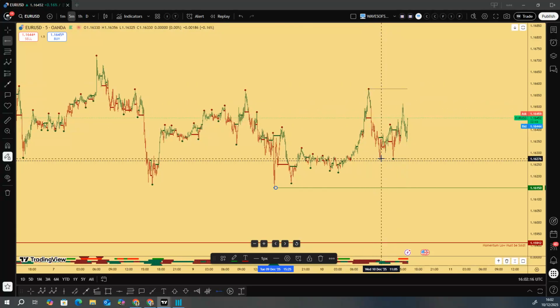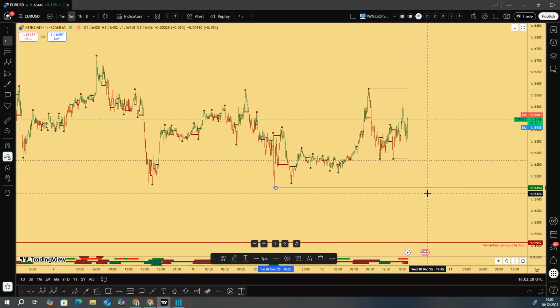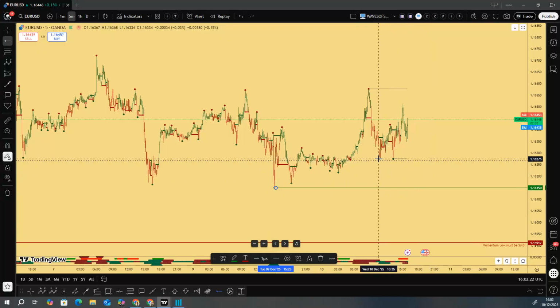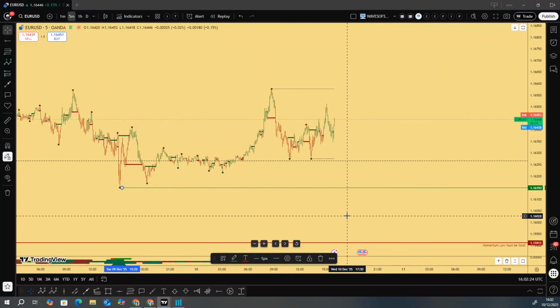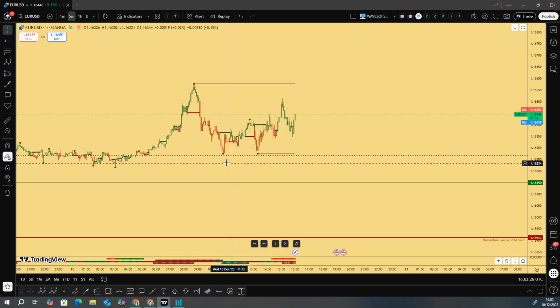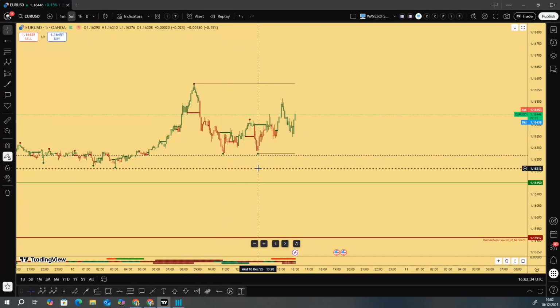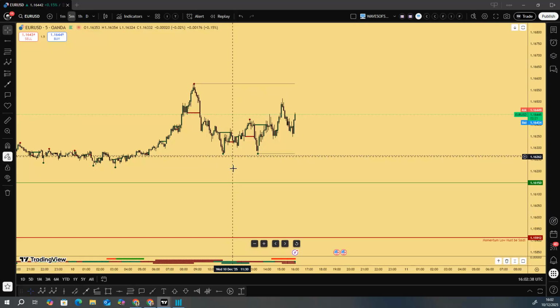This is not a structure, because what we are trying to find is a momentum low. Okay, we don't have a structure here. Let me check. I can't say we don't if I haven't checked the price. The low of this candle is 1.16276. The low of this one is 1.16276. So that's a double bottom there.